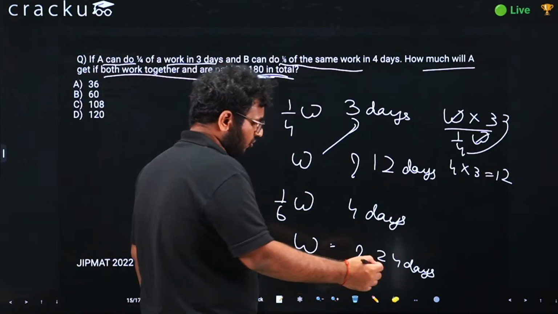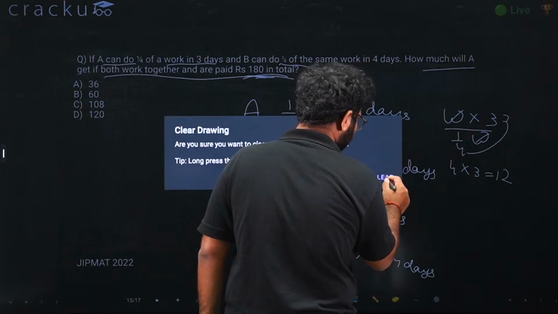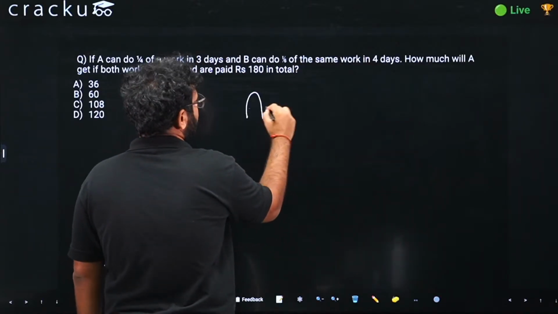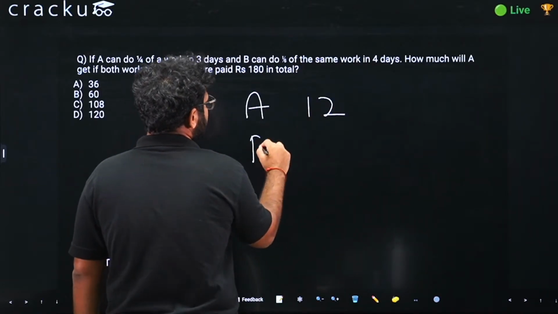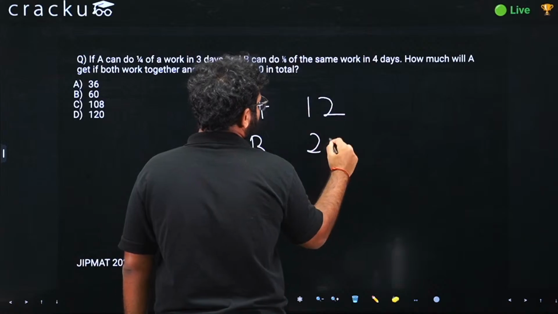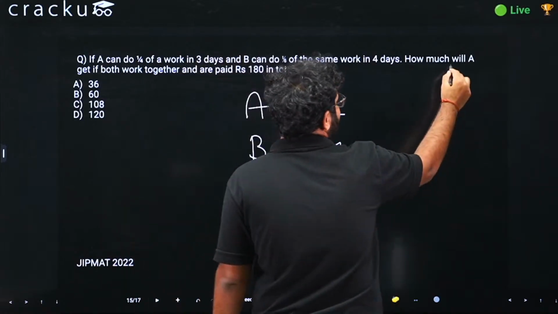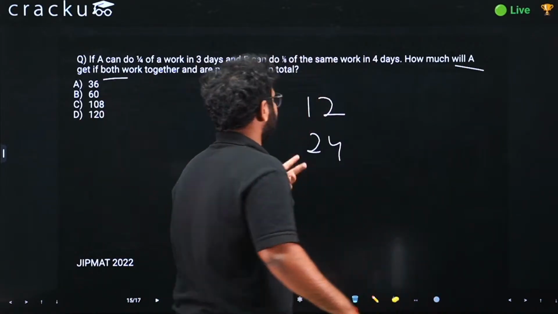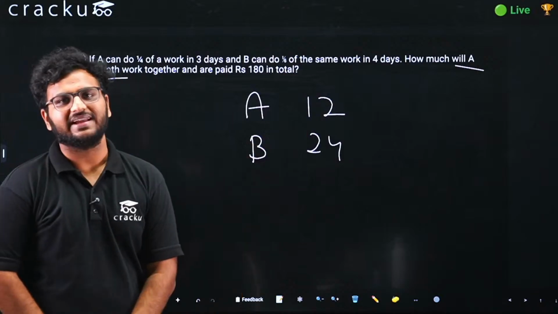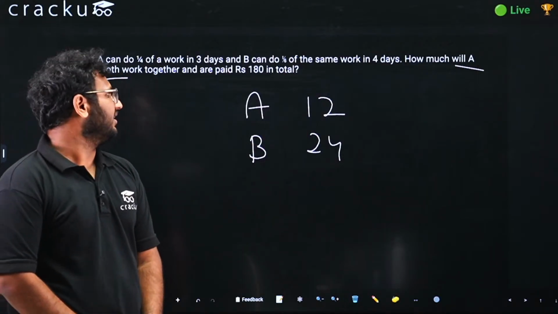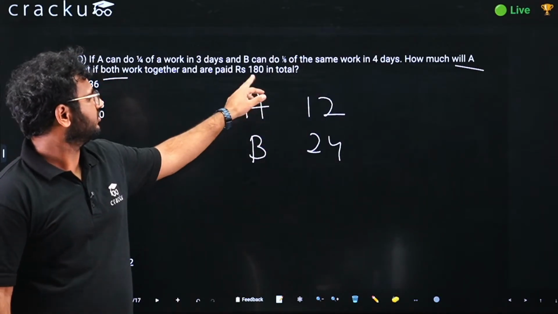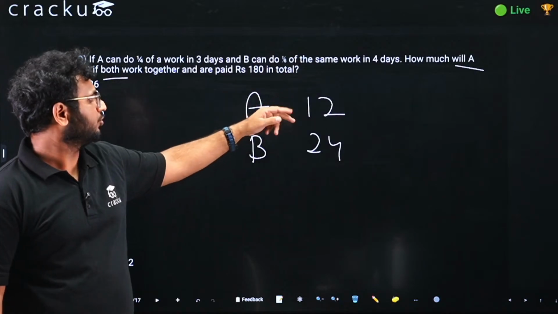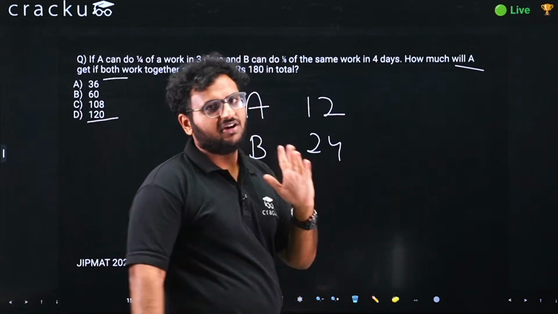Okay. So I will remove all of this. So we got A how much? 12 days. B how much? B 24 days. How much will A get paid? Okay. See, directly by seeing here only I can answer that. A would be paid how much? 1:2. So 3, 60, 1, so 2. So 120. 120 would be your answer.